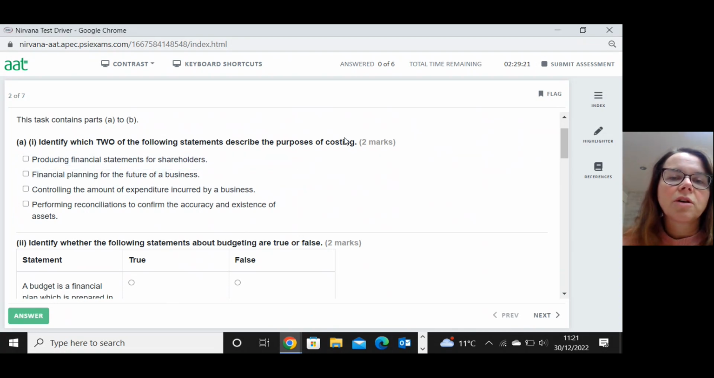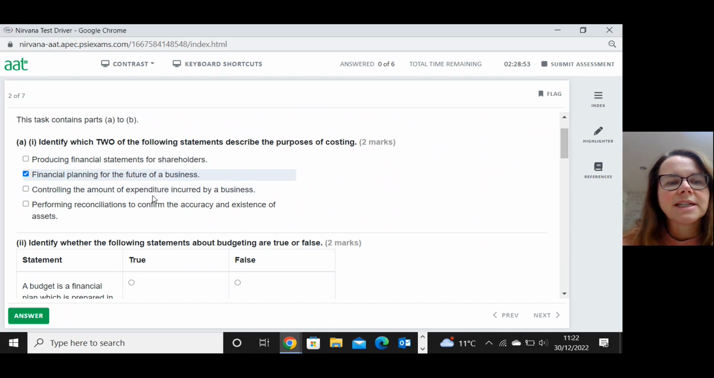So costing, producing financial statements for shareholders. Absolutely not. That's financial accounting. Financial planning for the future of a business. So yes, that is what costing is about. But see, they've tried to trick us by putting the word financial in there. But planning for the future of the business would be a purpose of costing.